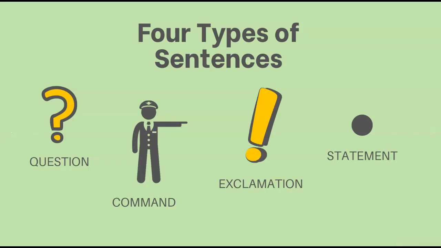The four types of sentences. These are the four types. All sentences can be classified as one of these: question, command, exclamation, or a statement. And now we'll get into detail on each of these four types.